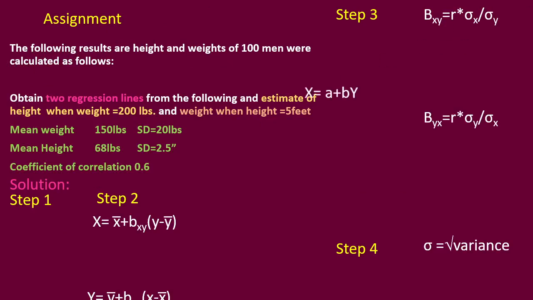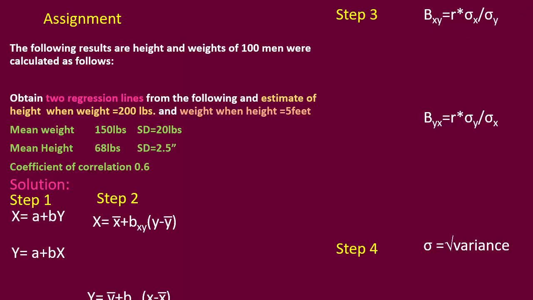Of course, you'll be able to recognize the steps of the solution. Standard deviation equals square root of variance need not be applied. The reason is they have given the standard deviation directly here. Standard deviation of x and standard deviation of y are directly given, so no need to apply the values to this formula.